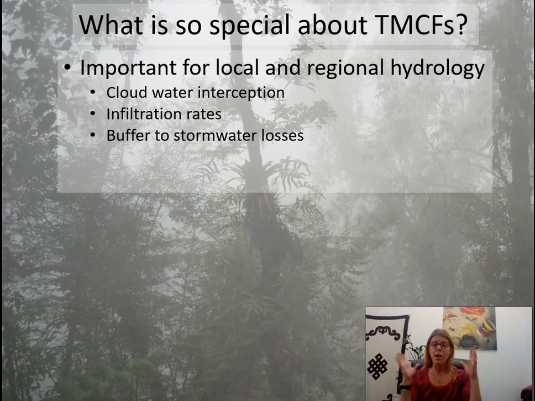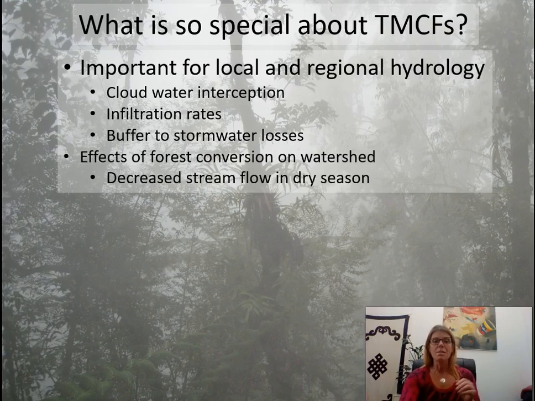So the above ground biomass can hold a lot of water, the trees and those epiphytes, and also the soils can as well. And these 2 things together buffer stormwater losses. So it means that when you have a big storm, the impact on the environment is less and more water is held in the environment. That's really important because it provides water in the dry season.